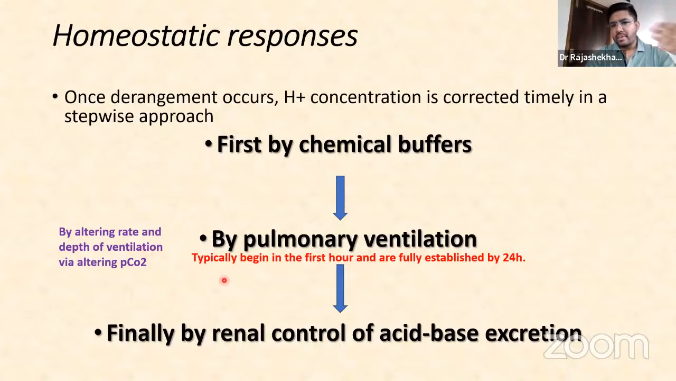For example, if there is an increase in the acidity of a fluid, the body wants to wash out this extra acid by increasing the respiratory rate and washing out CO2. In case of alkalosis, it tries to do the reverse. In alkalosis, the body wants to keep the acid, so it decreases the respiratory rate.